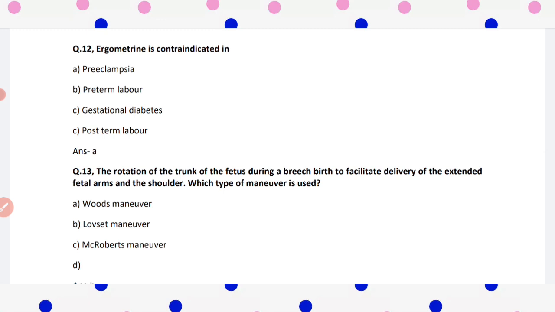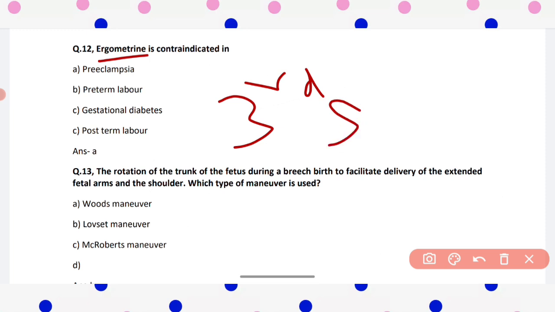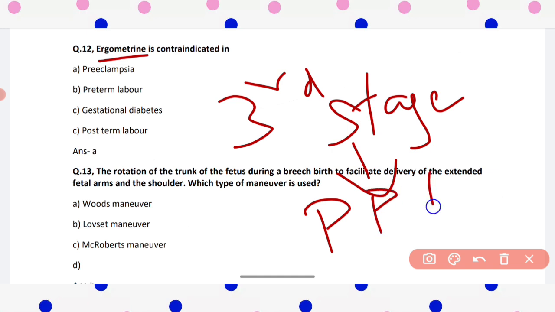Ergometrine is contraindicated in: preeclampsia, preterm labor, gestational diabetes, postterm labor. Ergometrine. What is the indication for ergometrine? What medicine is this? It is used in the active management of third stage of labor. Which stage of labor? Third stage of labor. Okay. During heavy postpartum hemorrhage. Very important golden point.